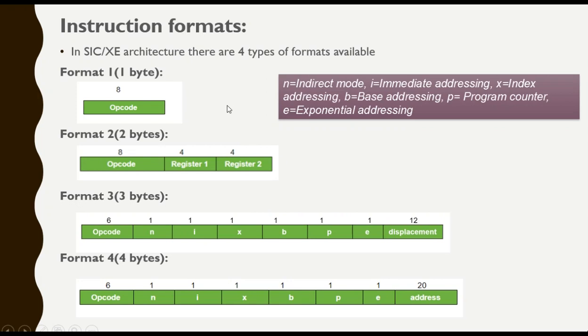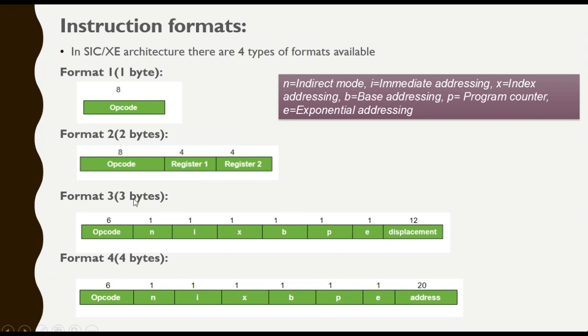Then instruction formats. In SIC, it's a standard 24-bit format, but SIC XC supports 4 types, so variable size. Format 1 is 1 byte. Here only 8 bits, so only the opcode can be represented. Then format 2 is 2 bytes, meaning 16 bits: 8 bits for the opcode, 4 bits for register 1, and 4 bits for register 2.